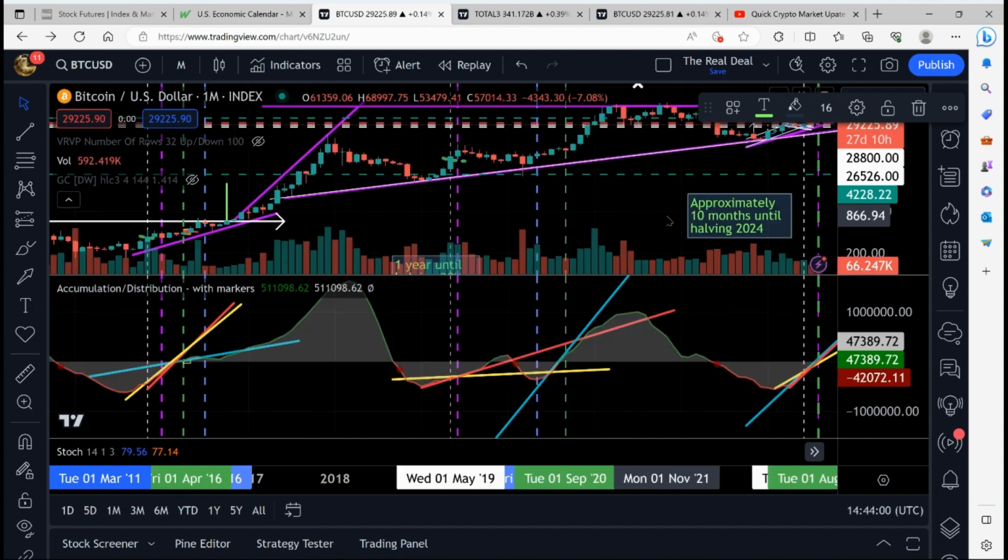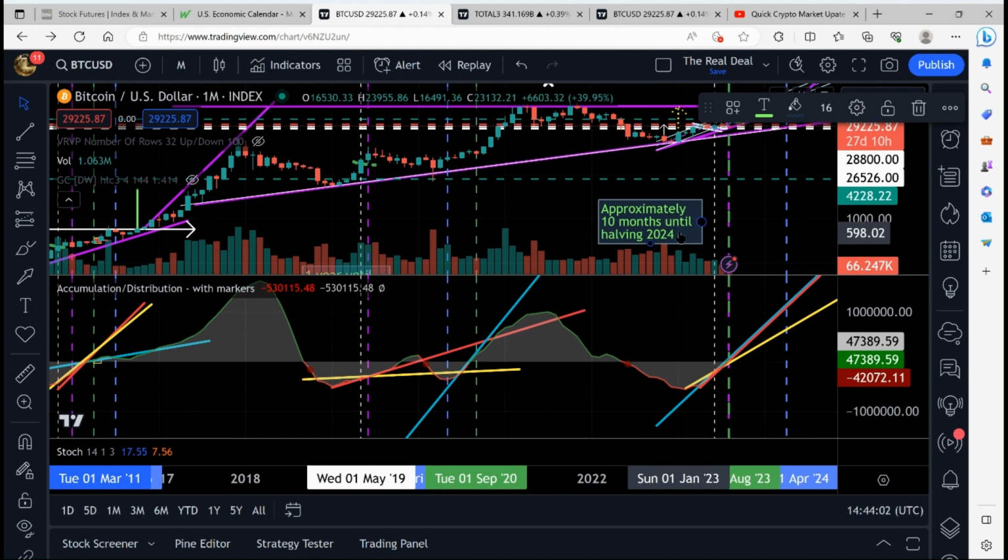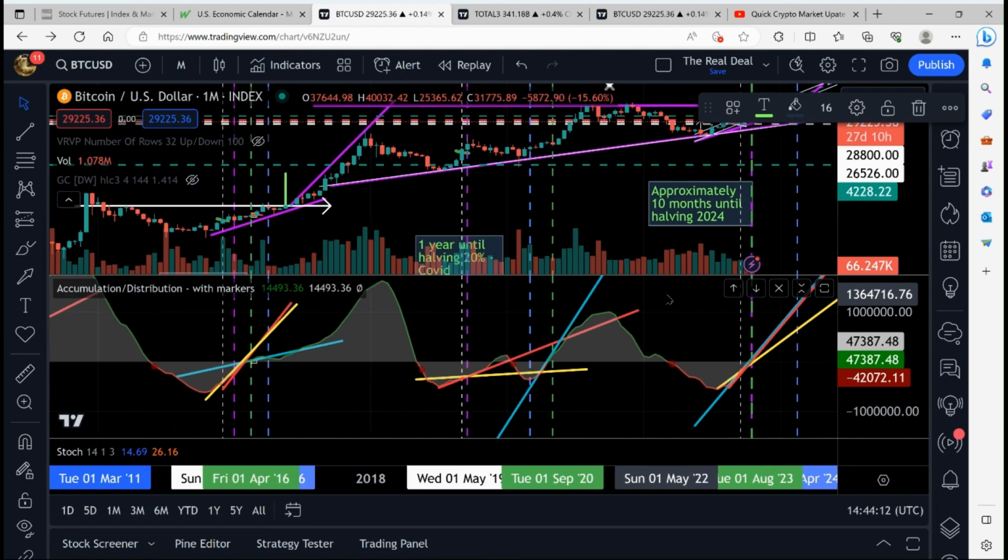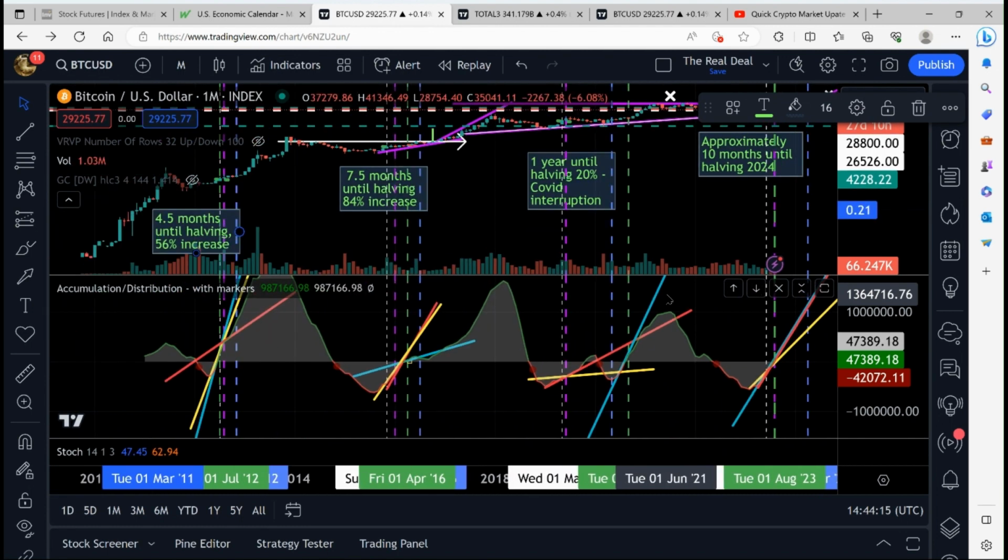So currently, where we crossed through the top of the weekly Gaussian channel to the halving event is approximately 10 months. We don't know exactly. So it falls somewhere in between 2015 and 2016.